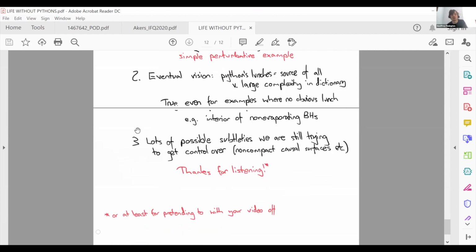I also want to emphasize that even the story I told today, there's a lot of possible subtleties we're still trying to get control over. Things like non-compact causal surfaces and stuff like that seem significantly harder. You run into more PDE problems. There's all sorts of other potential ways the whole thing could fall apart that we're still worrying about. But as of right now, we think it all works.